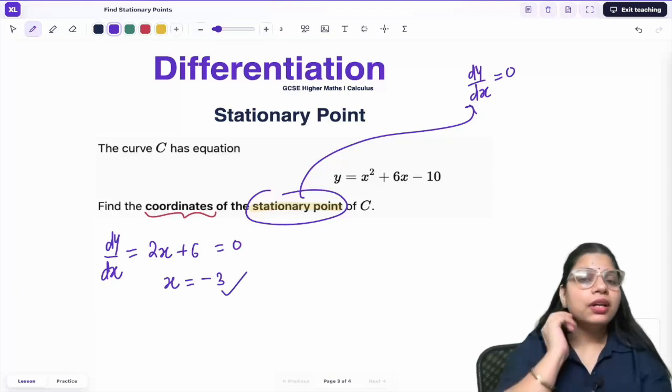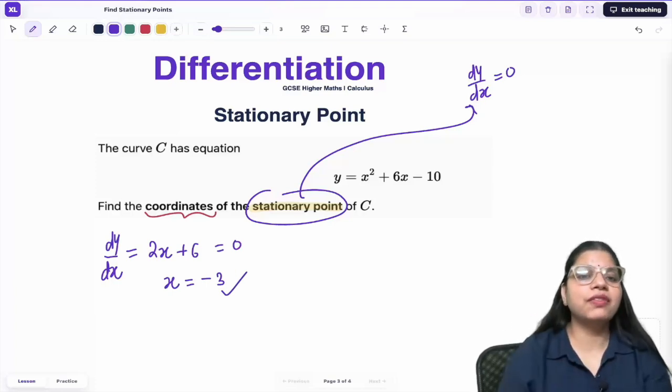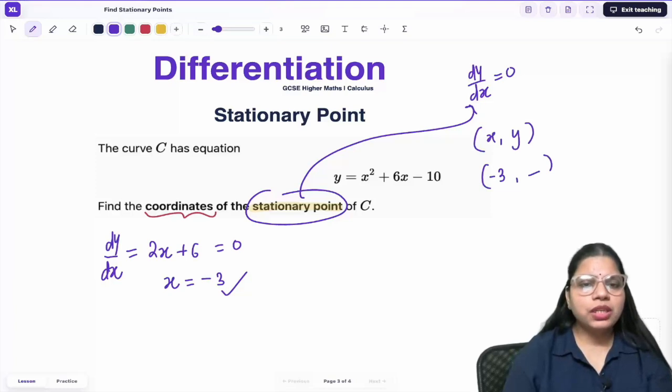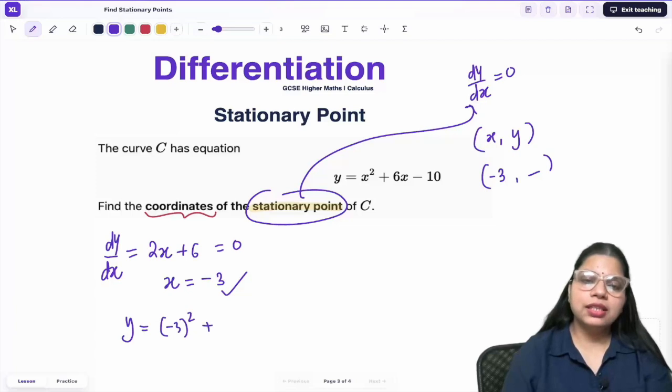Correct? But we have not to stop over here because we have to find out the coordinates. That means we have to find out x comma y. So x we have minus 3. Now let's find out y. Substitute it here. So y is equal to minus 3 squared plus 6 times minus 3 minus 10.